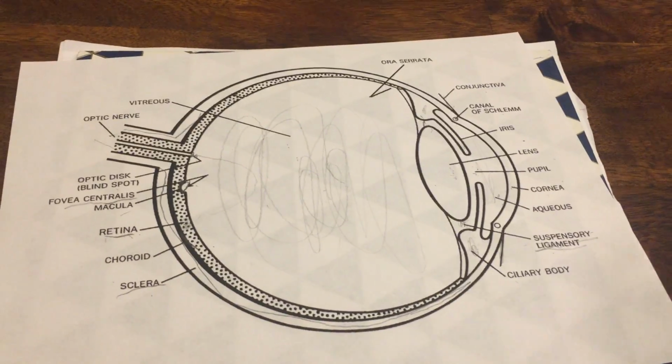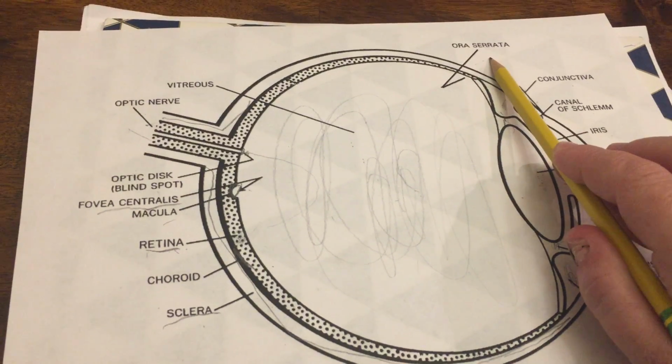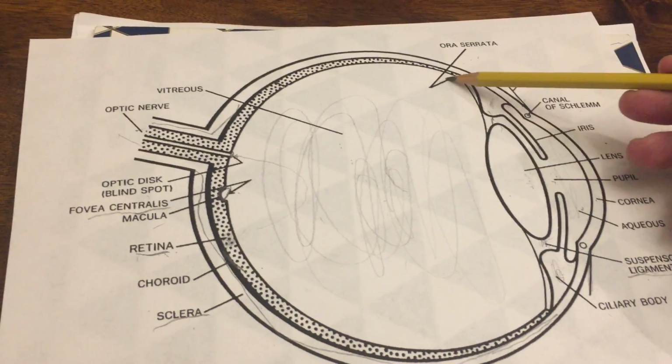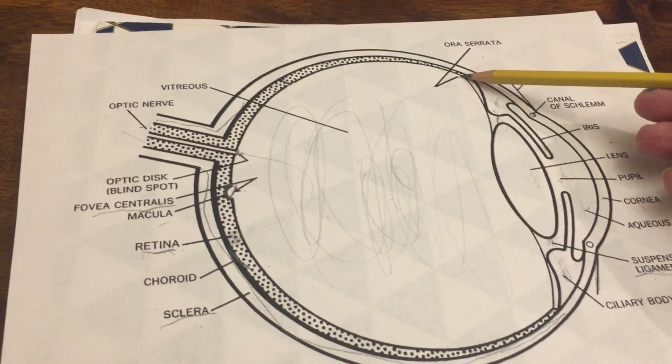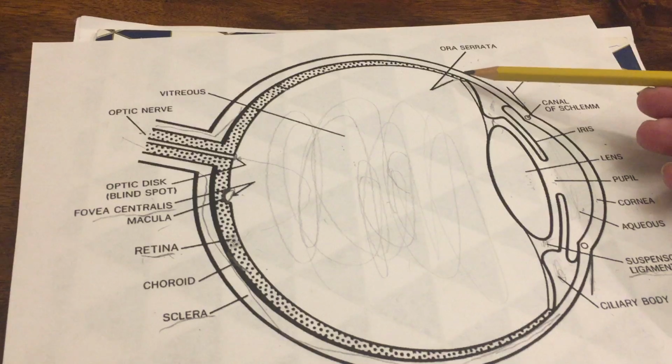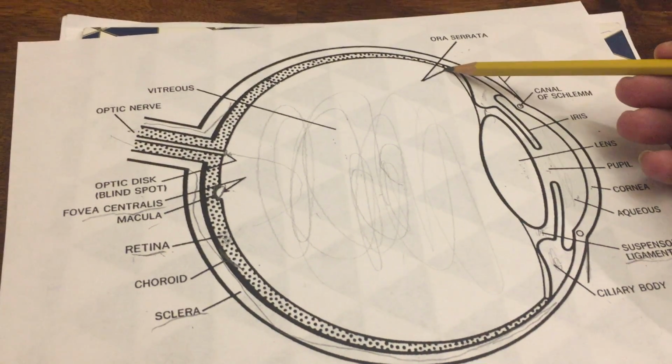Thank you so much. Oh, I forgot one thing. This ora serrata. Okay, this is the area of the inner eye. Okay, and this is where the retina ends and the choroid layer of the eye can be seen. Okay, so the retina ends here.